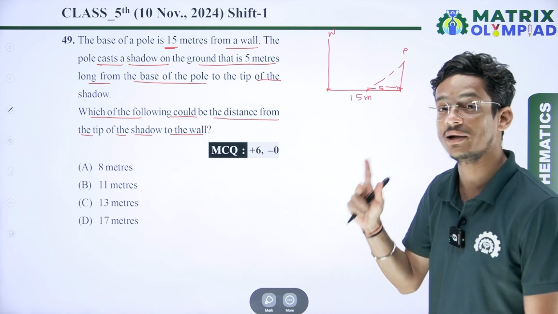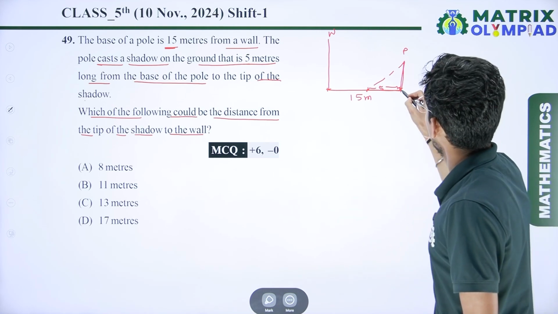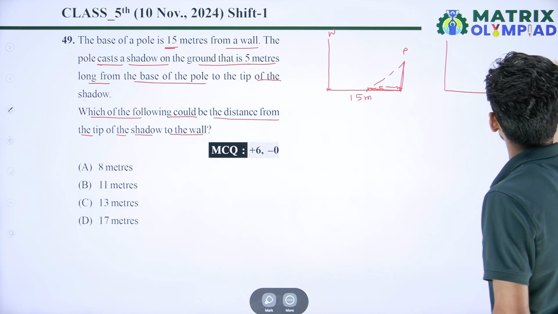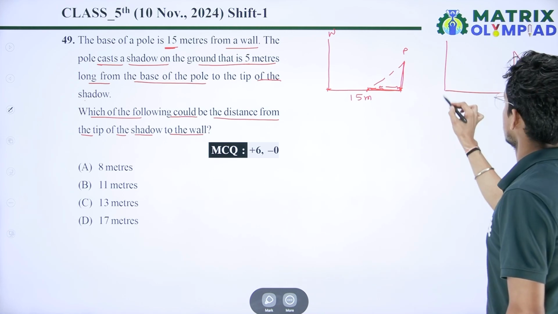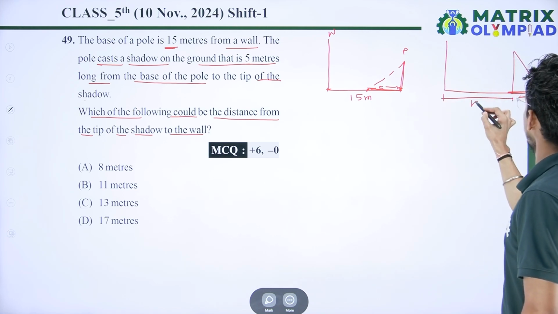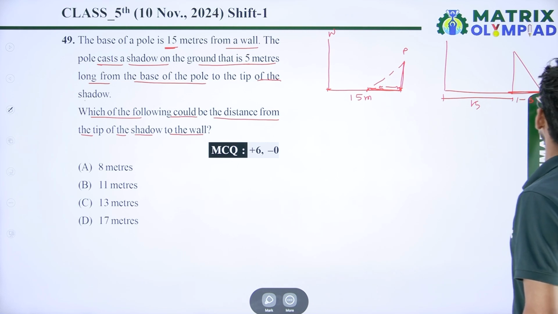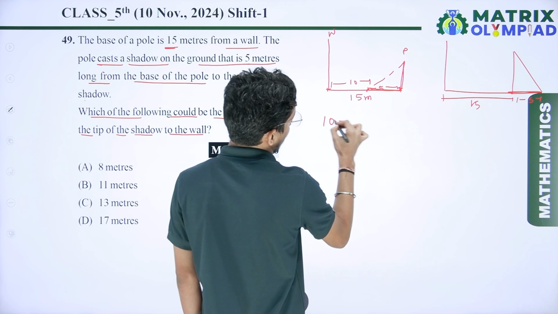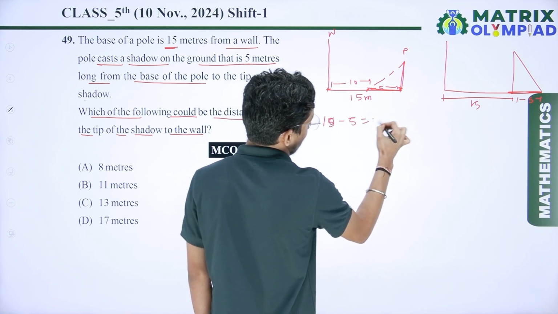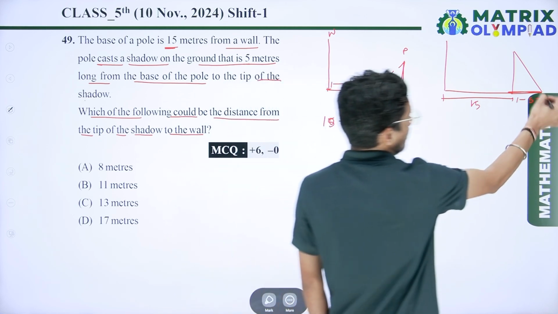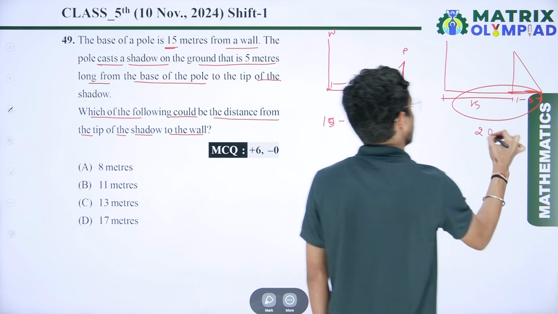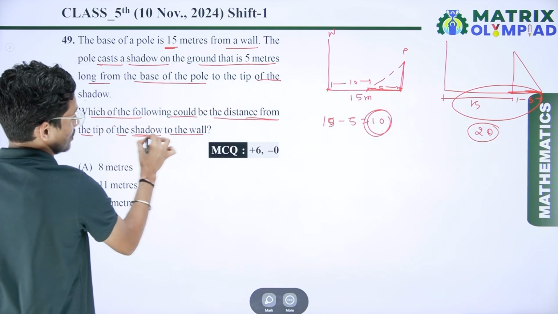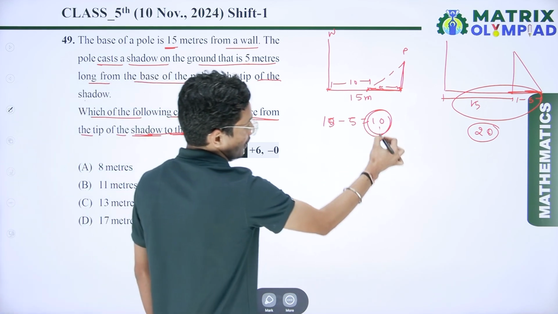So here we have two conditions. The shadow of the pole can be formed here, and the next condition is that the shadow of the pole can be formed here. So the distance between the pole and the wall is 15, and here we get 5. So if I subtract, the remaining distance is 10. So I can write 15 minus 5, that is 10, and the maximum we get is 20, and the possible distance from the tip of the shadow to the wall is between 10 and 20.